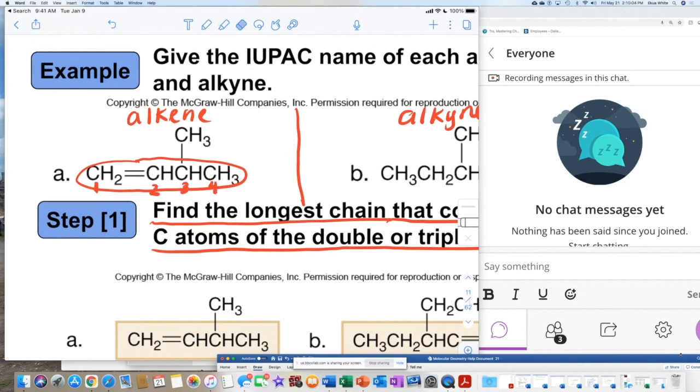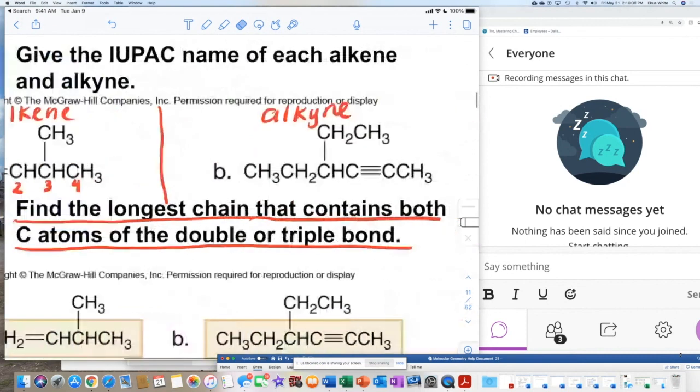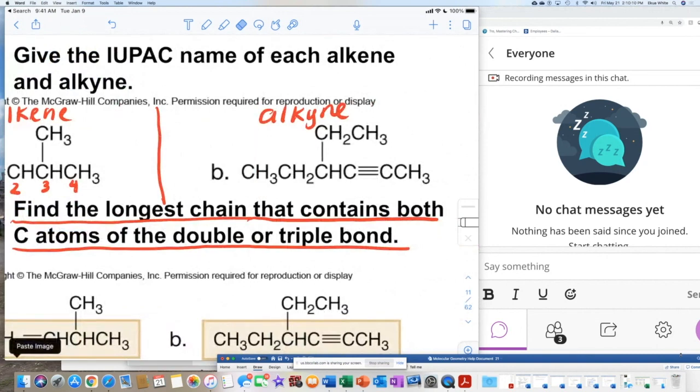Okay? Let me erase it so it's not in the way. And then over here, same thing applies for my alkyne. This is going to be my longest chain. But because of where the triple bond is placed, I have to start counting from the right. Okay? 1, 2, 3, 4, 5, 6.